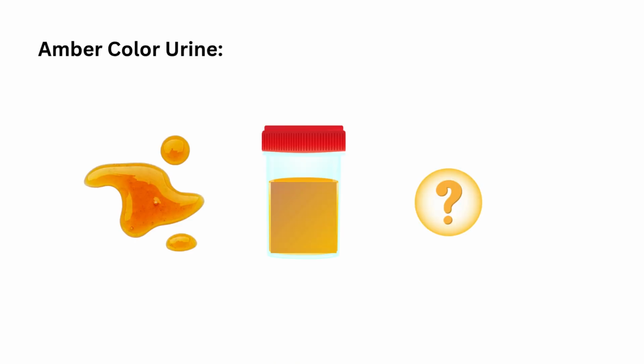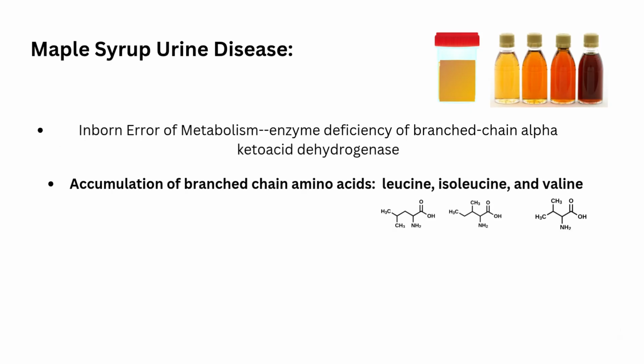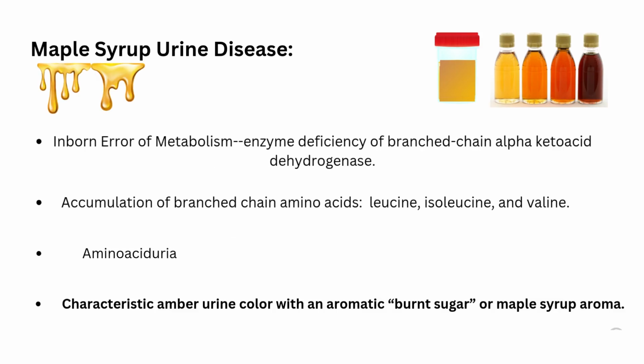What genetic disease can make an amber colored urine smell like burnt sugar? Maple syrup urine disease is an inborn error of metabolism where there's an enzyme deficiency of branched chain alpha ketoacid dehydrogenase, resulting in an accumulation of branched chain amino acids, leucine, isoleucine, and valine. This amino aciduria provides an amber urine color with an aromatic burnt sugar or maple syrup aroma.